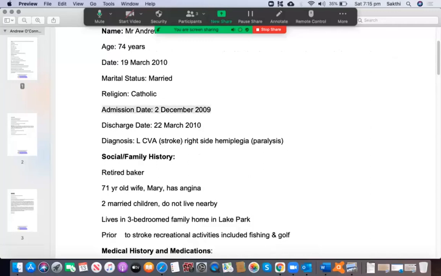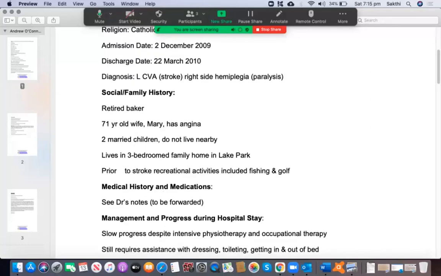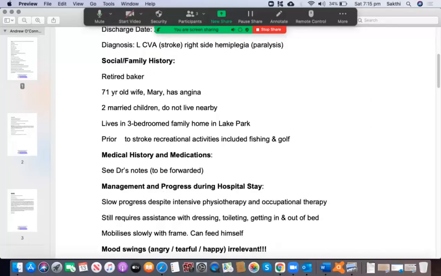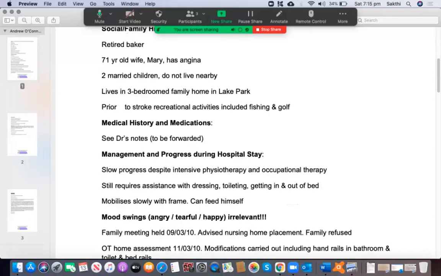No. Admission date is okay. Discharge date is all right. And then CVA, cerebrovascular accident. Right side hemiplegia, that is paralysis. Okay, that's all right. Social and family history. That is retired banker. That's not needed. And then 71-year-old wife, Mary, has angina. That needs to be informed. Yes, that's right. And two married children do not live nearby.